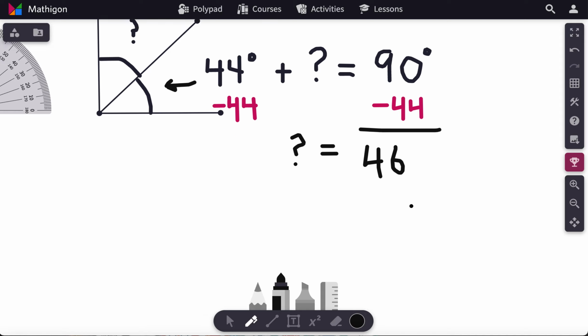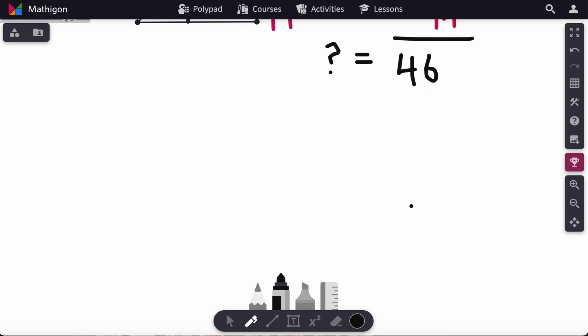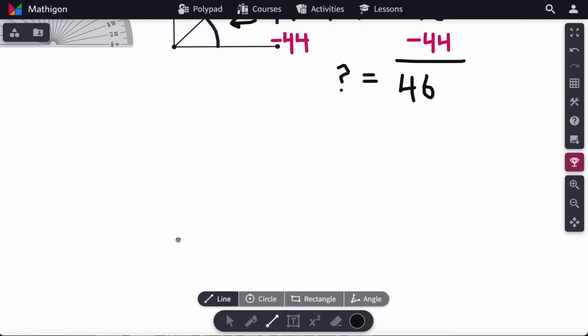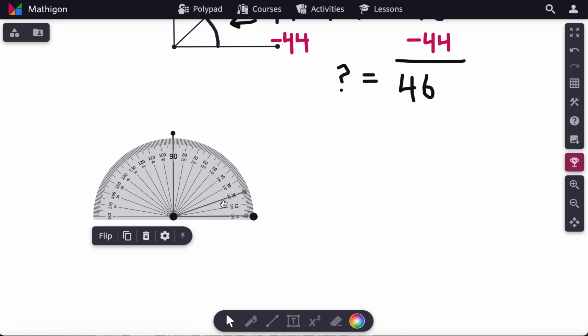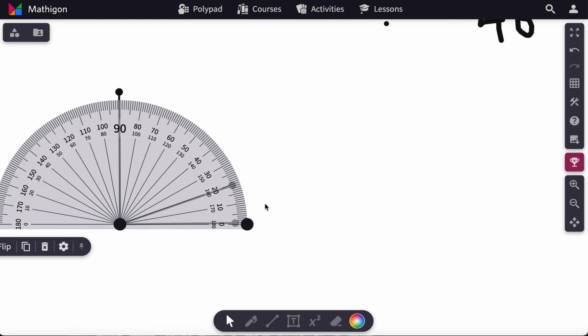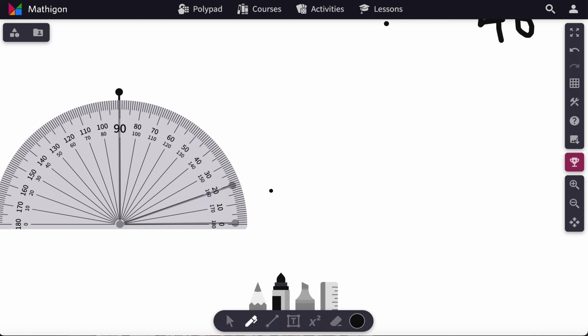So I'm going to draw a new angle here. Let's zoom out just a little bit. We're going to draw ourselves another right angle. Just like that. And I'm going to draw a pretty small angle here. I'm going to line this up. And oh, looks pretty good. Looks like I drew a perfect 20-degree angle. So I'm going to say that this right here is 20 degrees.